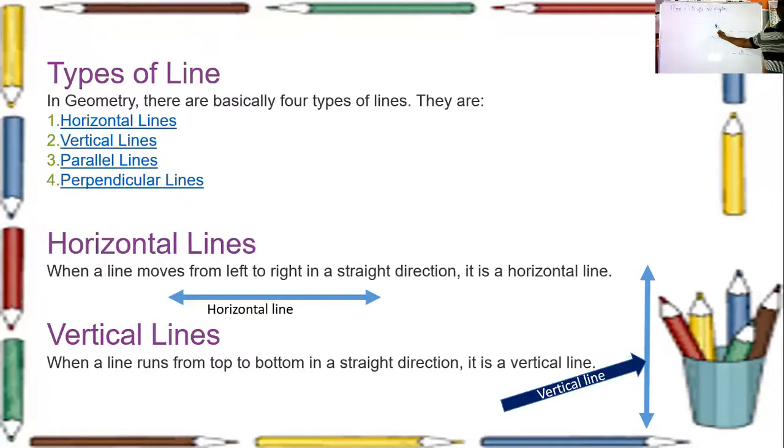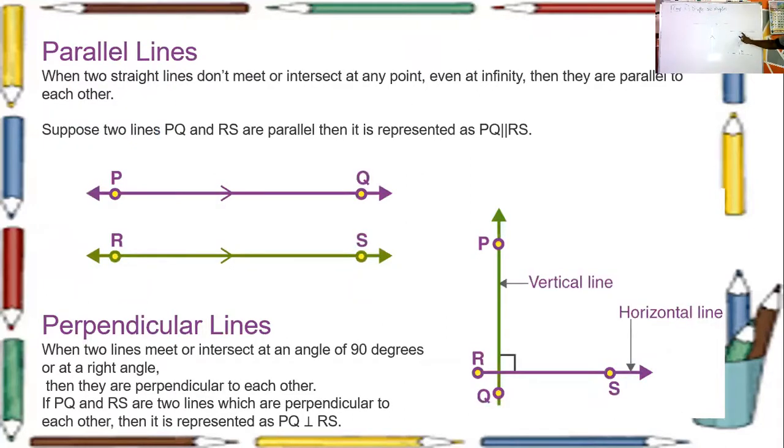This is called a horizontal line, in a straight direction. This is called a vertical line, from the bottom at the base going up. Two lines which never meet are called parallel lines. The symbol used is like this, parallel.